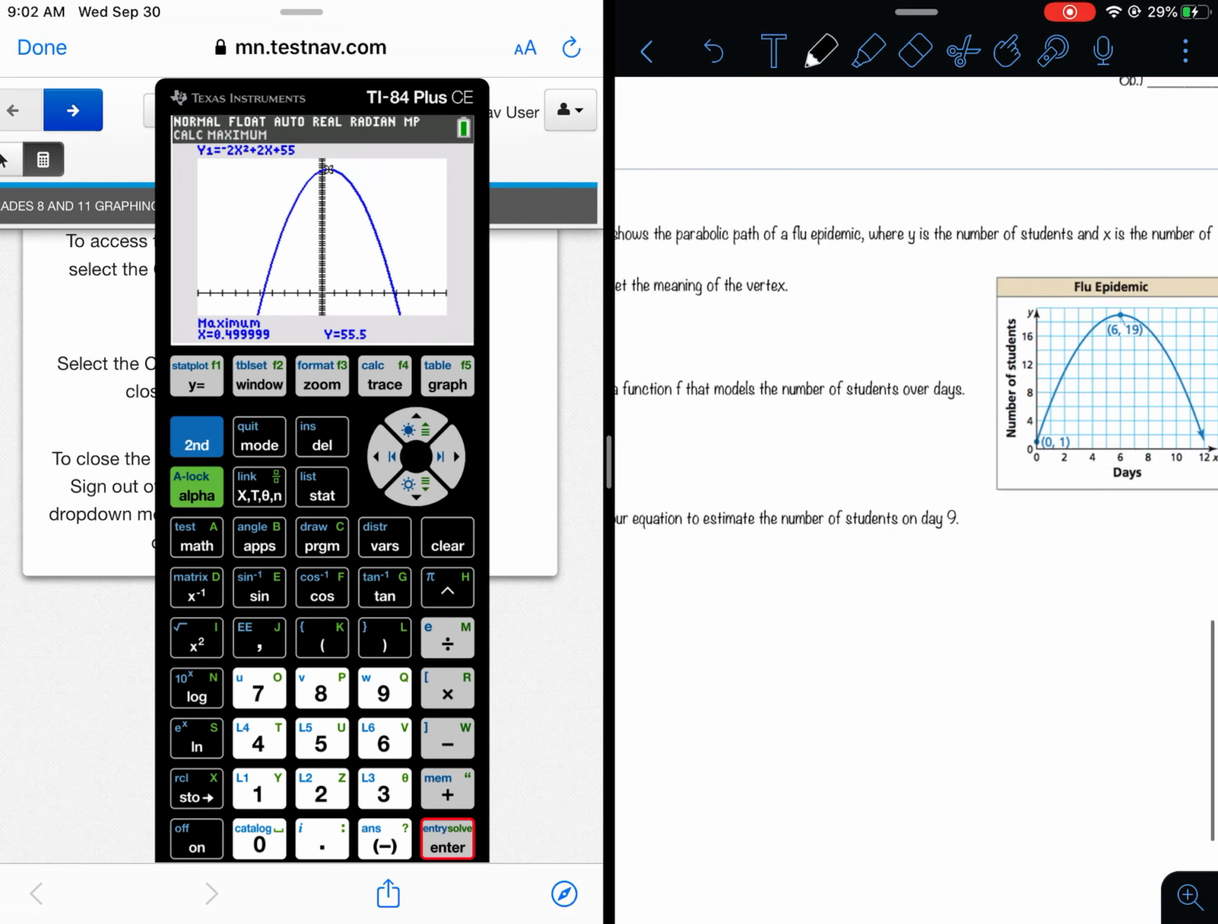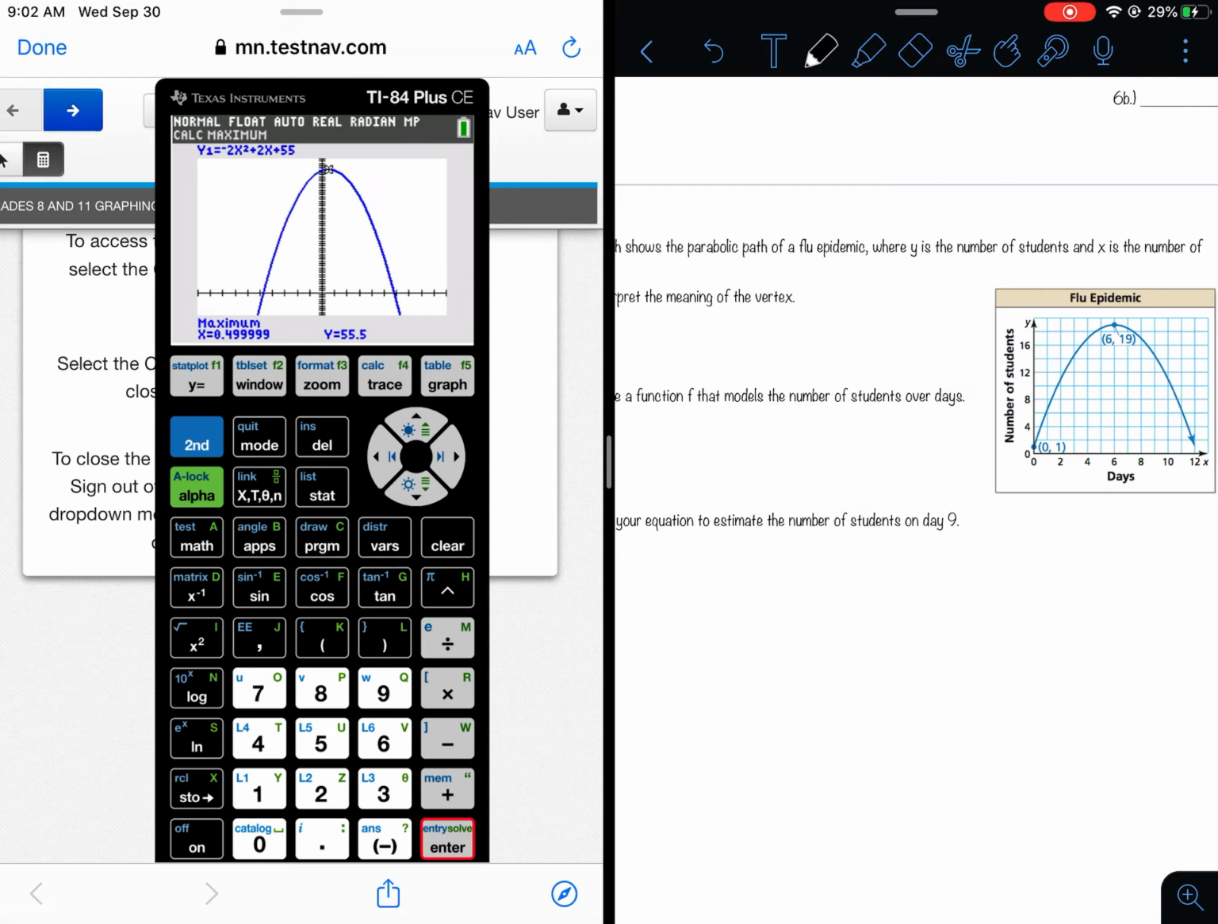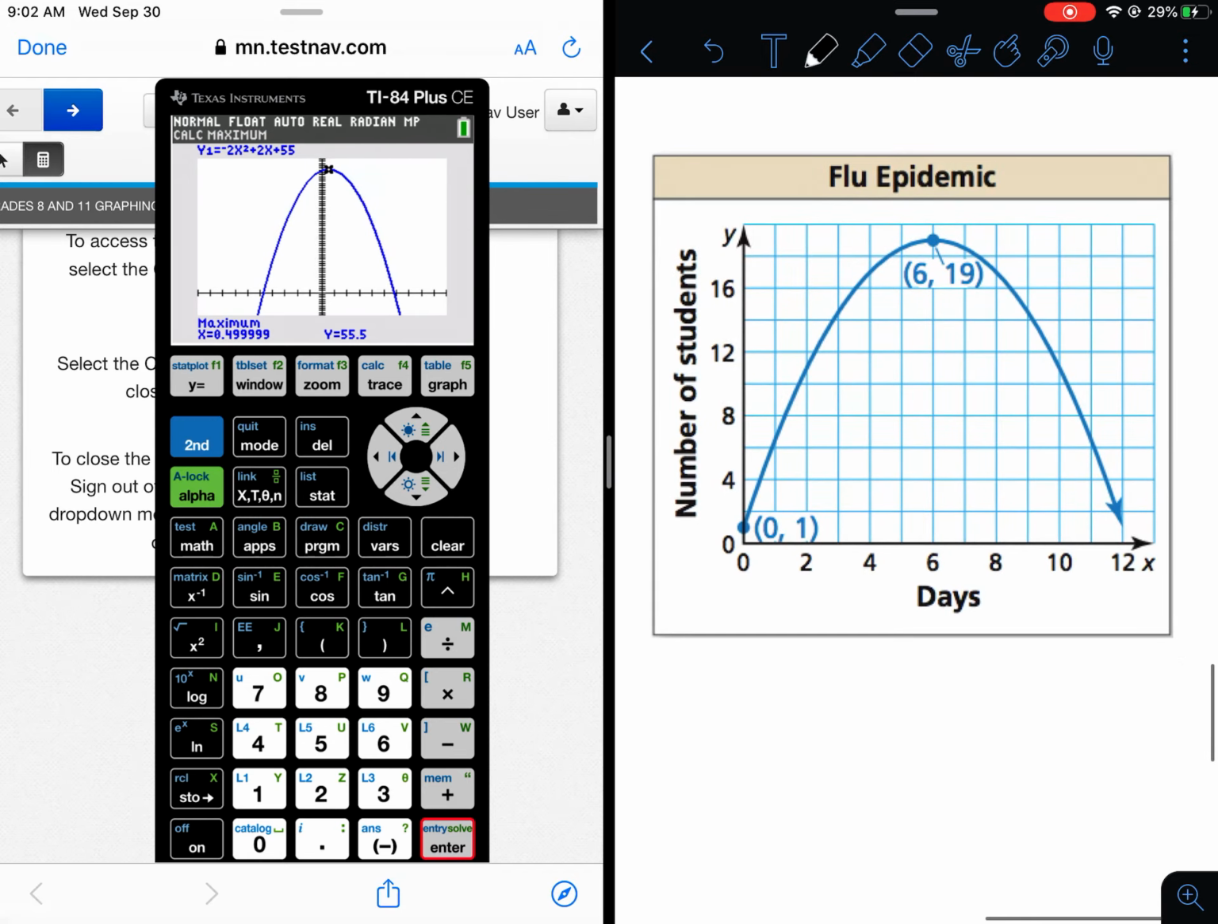The last question here is going to be to interpret this graph when you don't have all the points. So here's a flu epidemic. It's no sheer coincidence that we're going through a pandemic right now. But this is a flu epidemic. So over the period of 12 days, you can see how many students at a particular school got the flu. And so you can see it sort of peaked there at 19 students on day 6 got the flu. And then it goes back down.